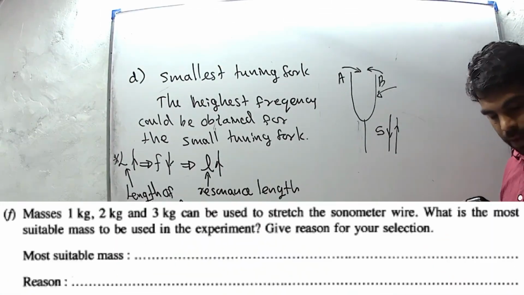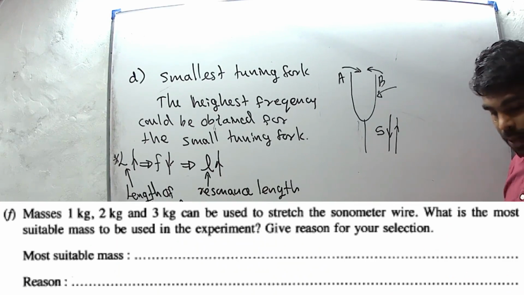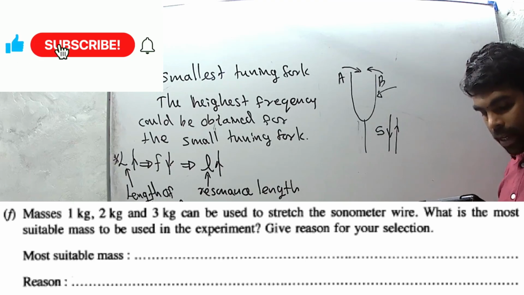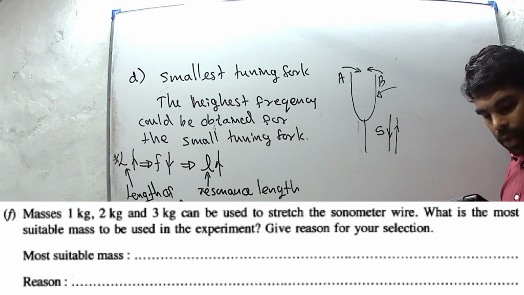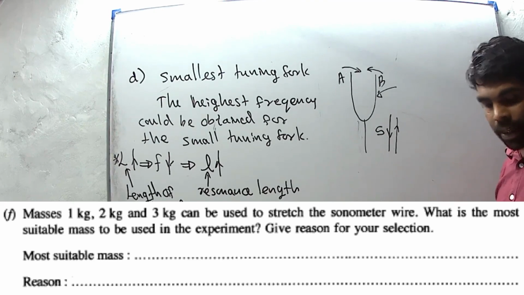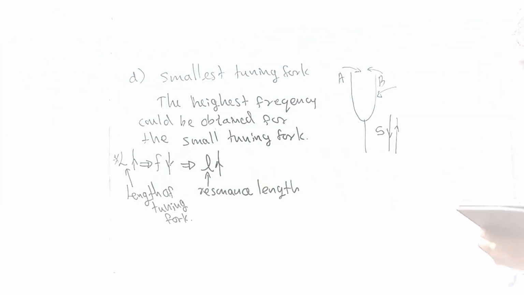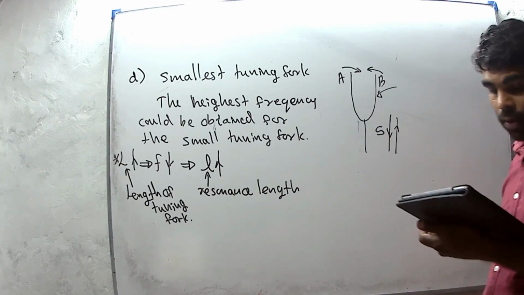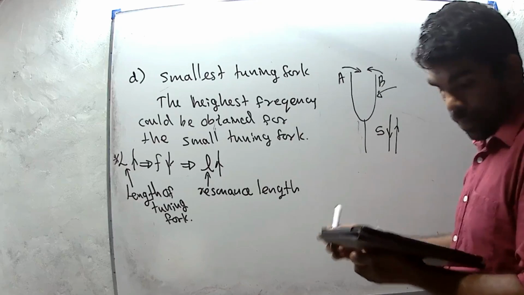In part F, masses 1 kilogram, 2 kilograms, 3 kilograms can be used to stretch the sonometer wire. What is the most suitable mass to be used in this experiment? Give reasons for your selection. Most suitable value is 2 kilograms or 3 kilograms.